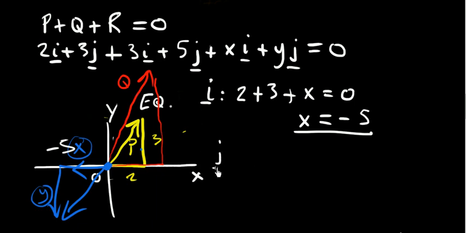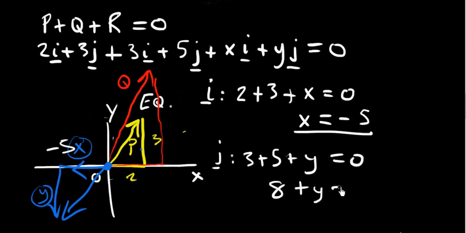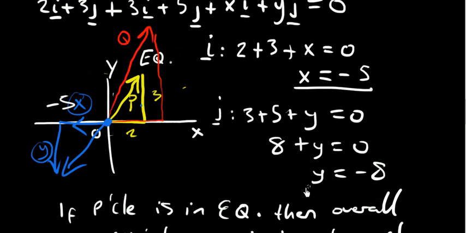and we expect y also to be negative if our diagram is correct. And j is here going to be 3 plus 5 plus the y equal to 0. So this is nice and easy, and 8 plus y is equal to 0, so our y is minus 8, and again it makes sense that it's minus 8 because it needs to go down, and 8 is quite a large number compared with the sizes of the others, which makes sense because this vector is going to be pretty big to cancel with both of these p and q.